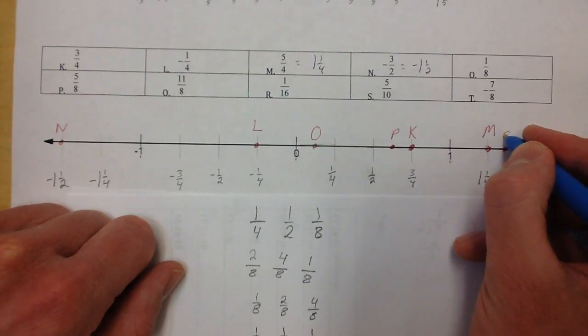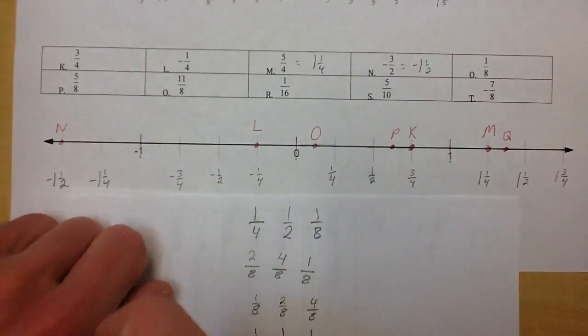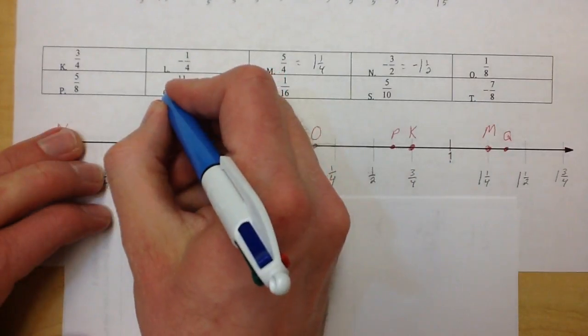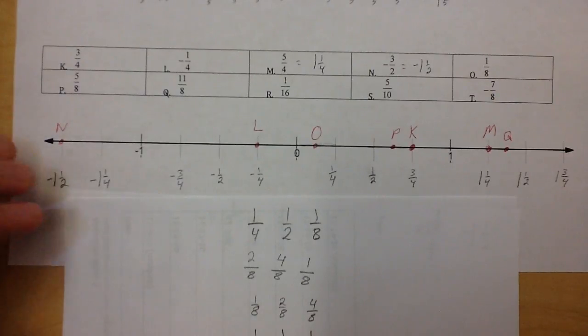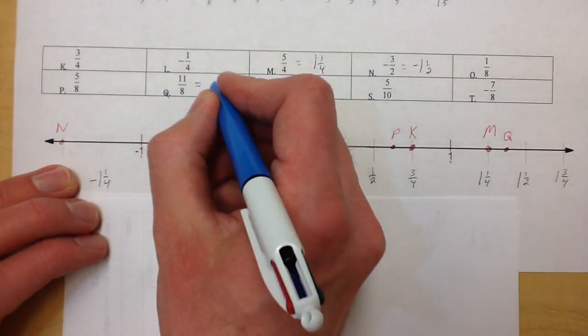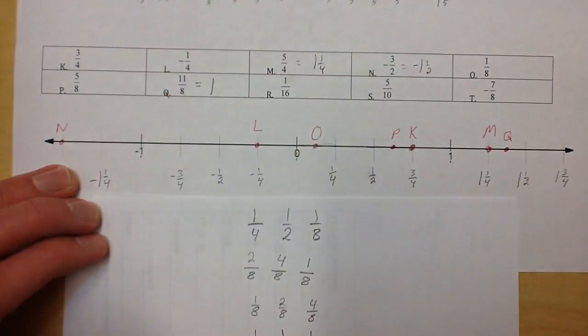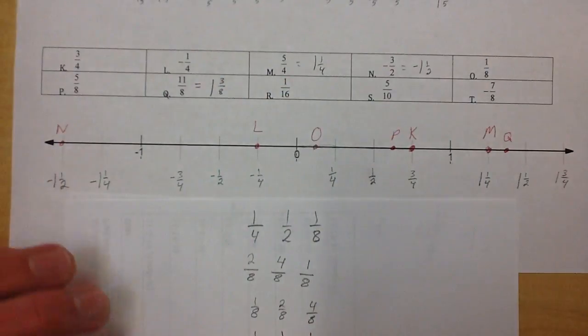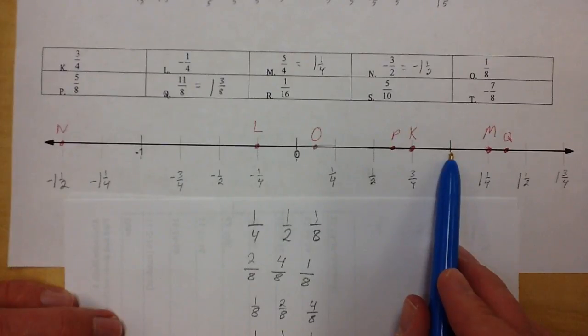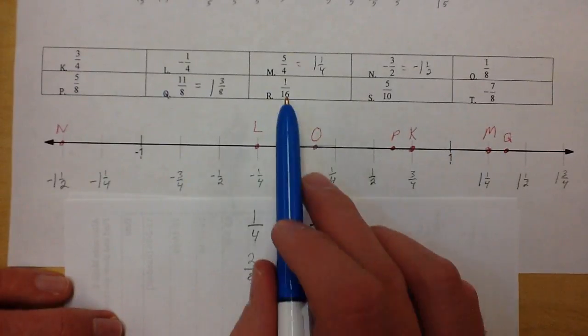That would be the letter Q. It looks like an O, but it's actually a Q. The bottom of it got chopped off. There we go. By the way, one random thought on this. 8 goes into 11 one time with 3 left over. It's 1 3/8. There we go. 1 and 1, 2, 3/8.